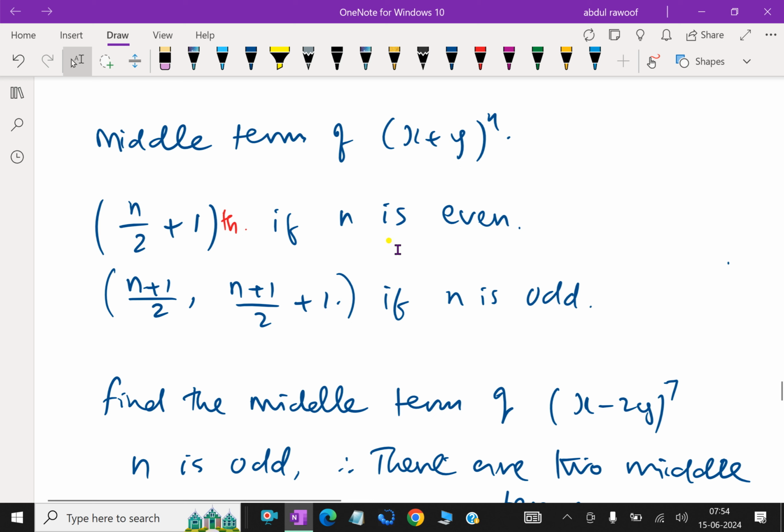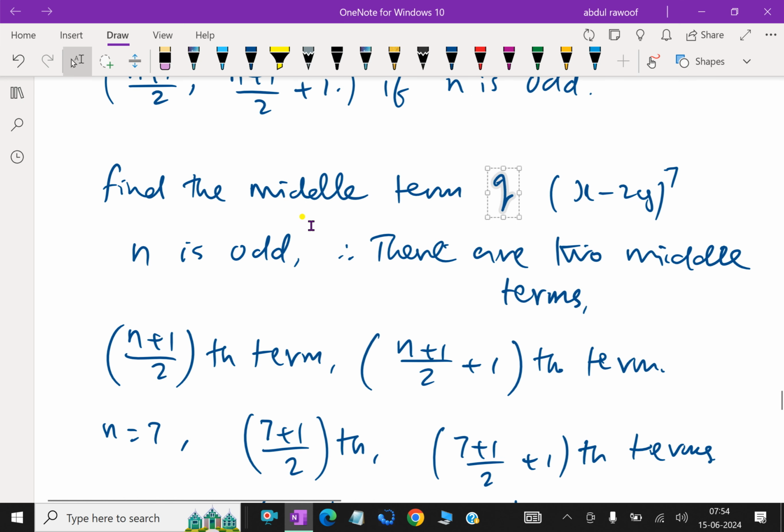If n is odd, there are two middle terms: the first middle term is the ((n plus 1) by 2)th term and the second is the ((n plus 1) by 2 plus 1)th term. There are two middle terms if n is odd.